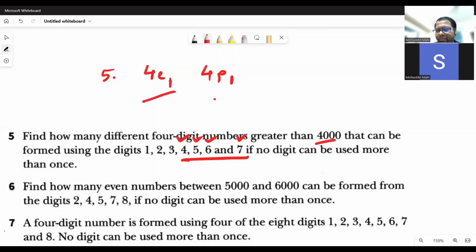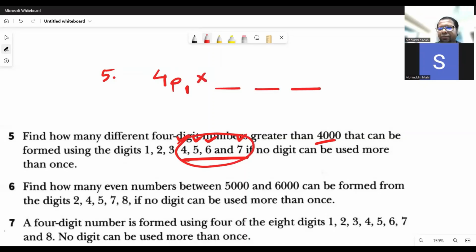Now it's the same thing, because when you choose one substance from 4 substances, the value is going to be 4C1 or 4P1. The value is the same, so let's consider it as 4P1. So the first digit has to be 4 or greater than 4. And in how many ways can we do it? 4P1.